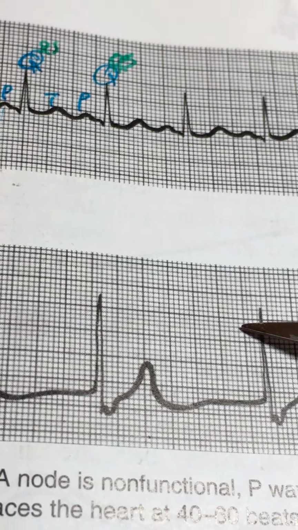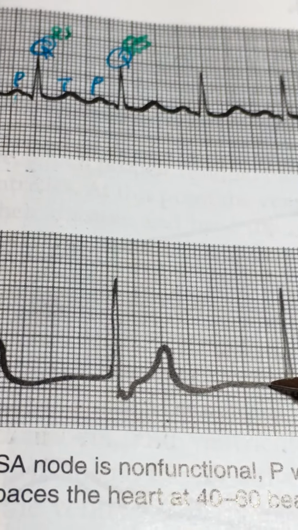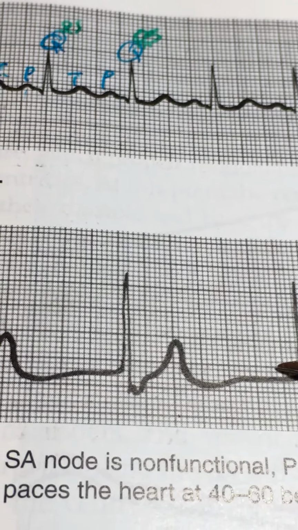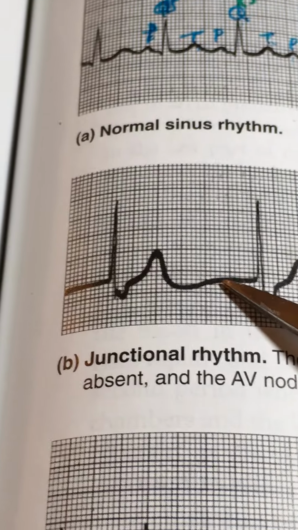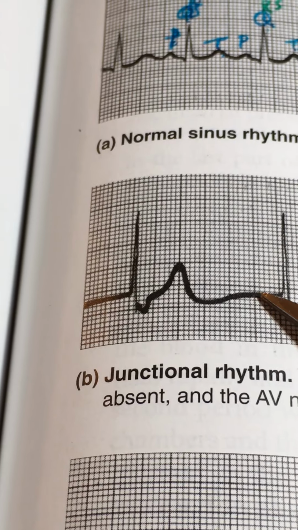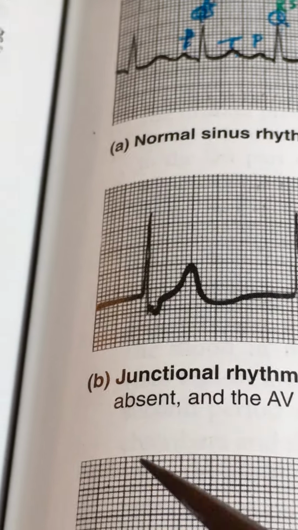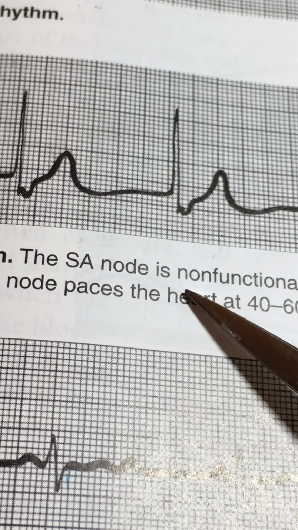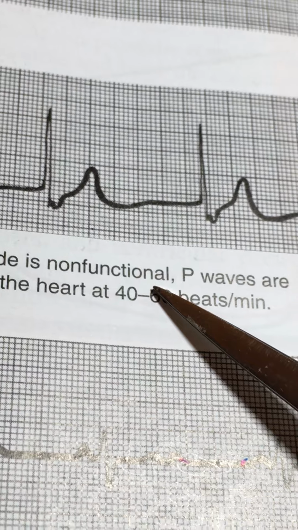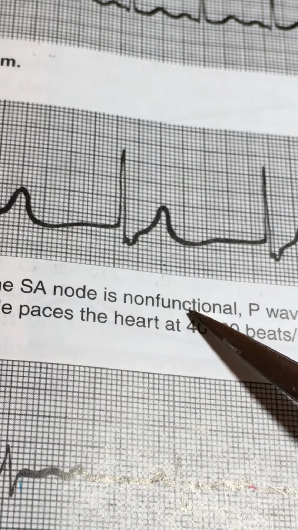What do we know about a really slow heartbeat? That's characteristic of the AV node, not characteristic of the SA node in most people. And in fact, the P wave is gone. And so who creates the P wave? That is initiated by the SA node. So as we read through here in the junctional rhythm, it says the SA node is non-functional. This person might have had a myocardial infarction. There might have been tissue damage.